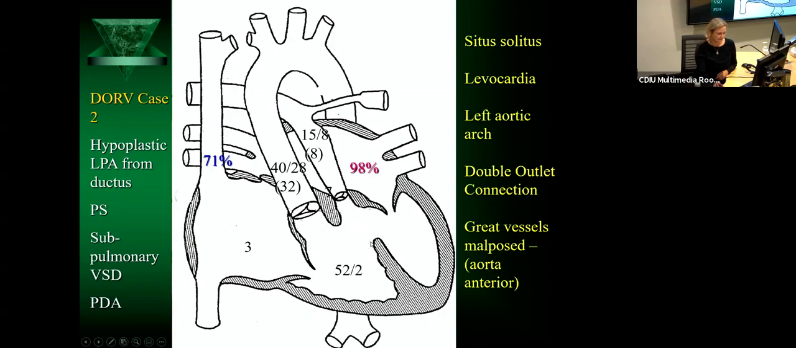And again, the outflow tract of this is double outlet to both of those. And it's not shown here, but he had a PDA as well. So levocardia, apex is pointing to the left, left aortic arch, double outlet connection, and great vessels are malposed. So the aorta is actually more anterior.